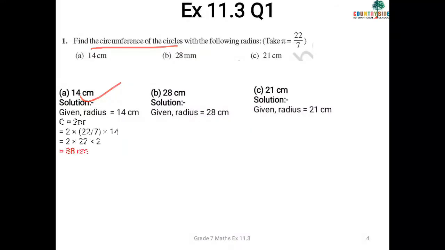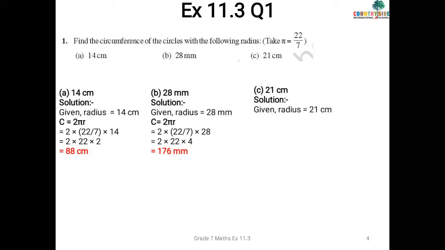We know the formula, circumference C equals 2 pi r. So 2 into 22 by 7 into 14. So that is 2 into 22 into 2, 7 ones are 7 and 7 twos are 14. So 2 into 22 into 2 is 88 centimeter. Now for the B part, we have radius equal to 28 mm. We know the formula, circumference equals 2 pi r. So 2 into 22 by 7 into 28. 7 ones are 7, 7 fours are 28. So 2 into 22 into 4 is 176 mm.